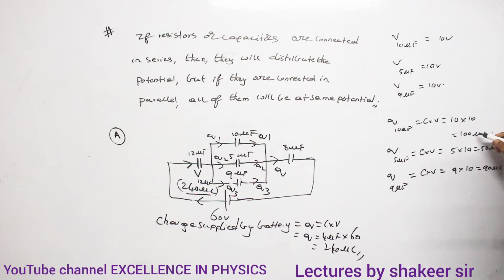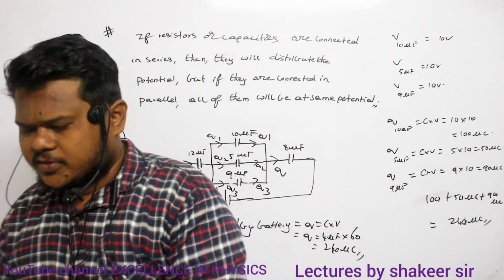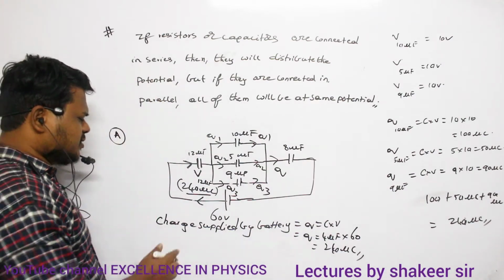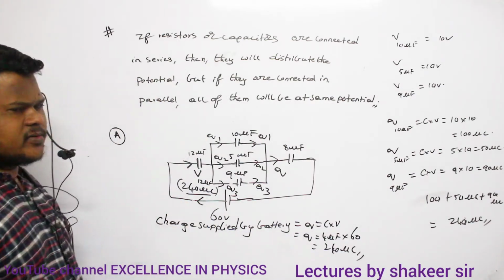So you add these 3. So 100 plus 50. Okay, ma? So 100 microcoulombs plus 50 microcoulombs plus 90 microcoulombs. Total how much is it? So 150, again 90 gives 240 microcoulombs of charge. That is the same charge which is produced by the battery, no, ma? Clear? So total charge produced by the battery is how much? Total charge produced by the battery is 240 microcoulombs.